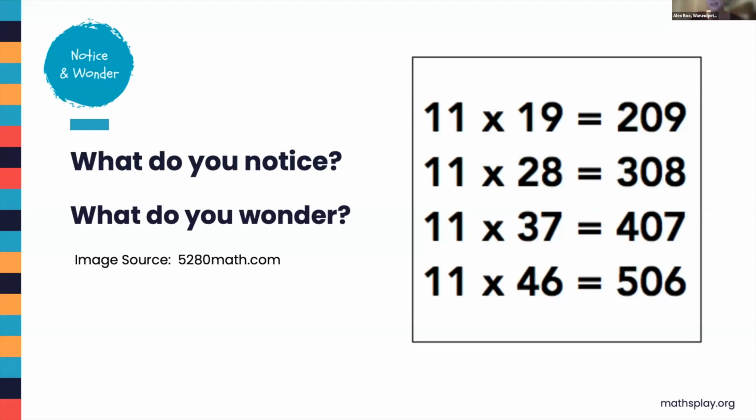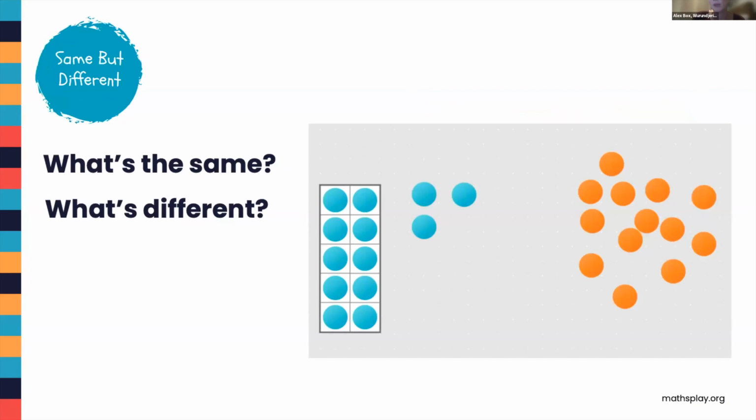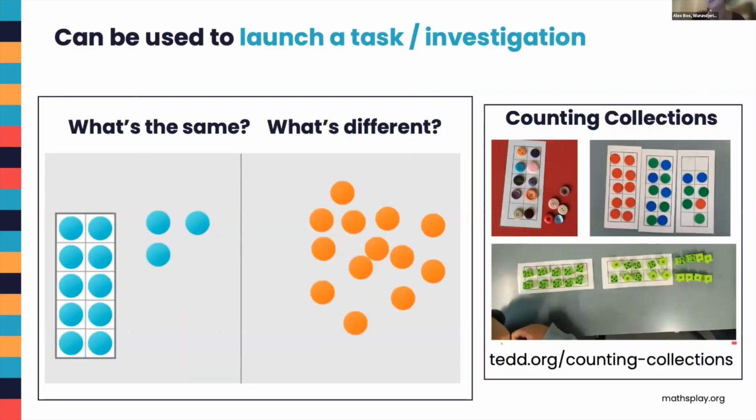I think it's really important to be able to differentiate number talks from other maths talks, the open-ended ones. So, what's the same, what's different? I had used this particular prompt to launch a counting collections task late last year. So I got the students to look at what's the same, what's different, because I wanted them to see the value of a 10 frame for helping to count. And then they went off and they were like, okay, well, we can use a 10 frame to count.